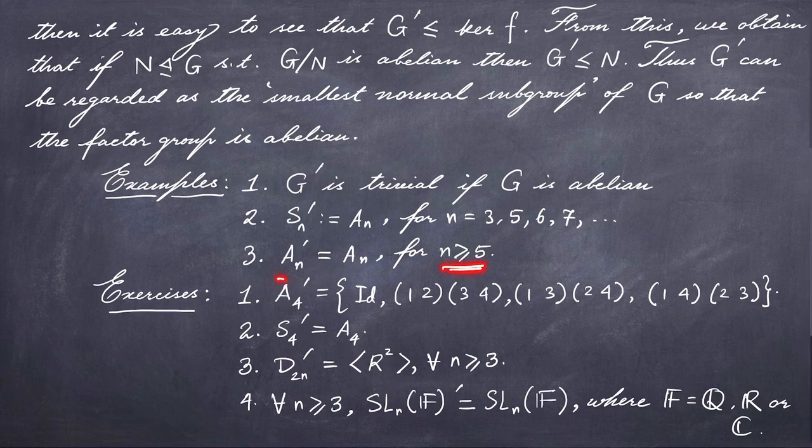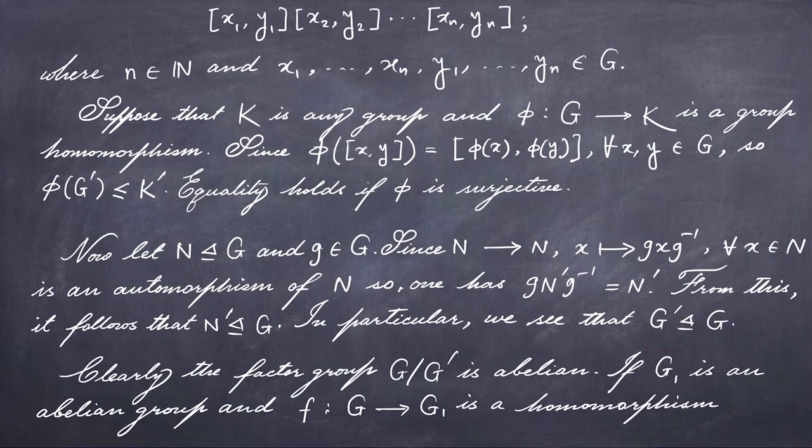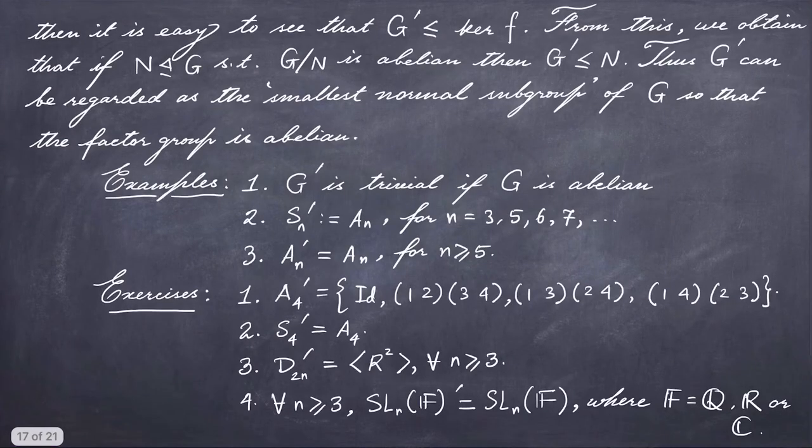For n greater or equal to 5, the commutator subgroup of An is An itself, because the commutator subgroup has to be a normal subgroup of the main group. So An's commutator subgroup is going to be either trivial or An itself. It cannot be trivial, because if the commutator subgroup is trivial, that means any two elements will commute, and then the group will be abelian, but An is a highly non-abelian group. For these two examples, we have used the facts that we proved in the last lecture. That is, when n is greater or equal to 5, then An is simple, and consequently the only normal subgroups of Sn are the trivial subgroup, the whole Sn and An.